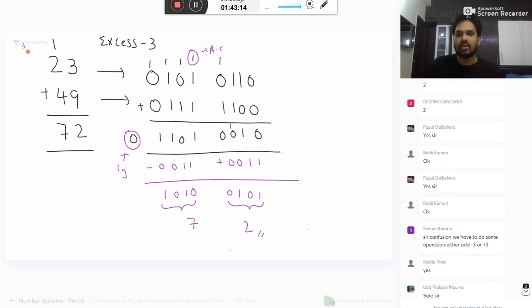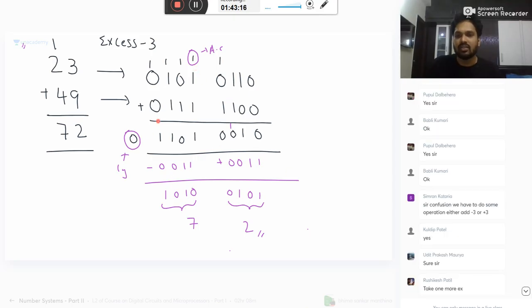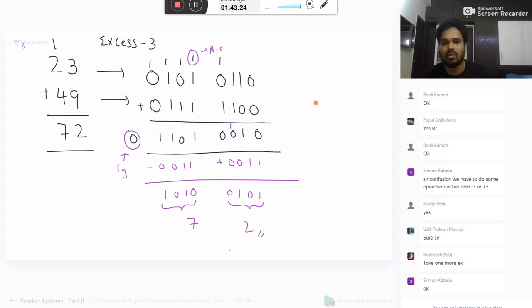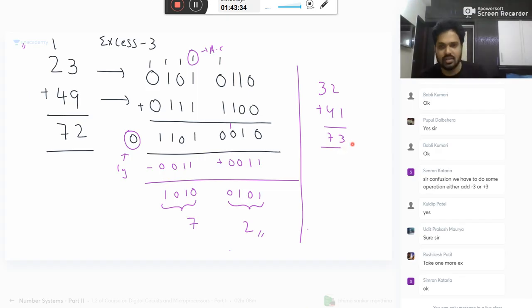Yes, if there is a carry, add 3. No carry, subtract 3. You can try this. If you have any difficulty, tell me. Take 73, try this. In both the cases, you should add 3 and try this part. Here is another example if you want. Just give it a try.